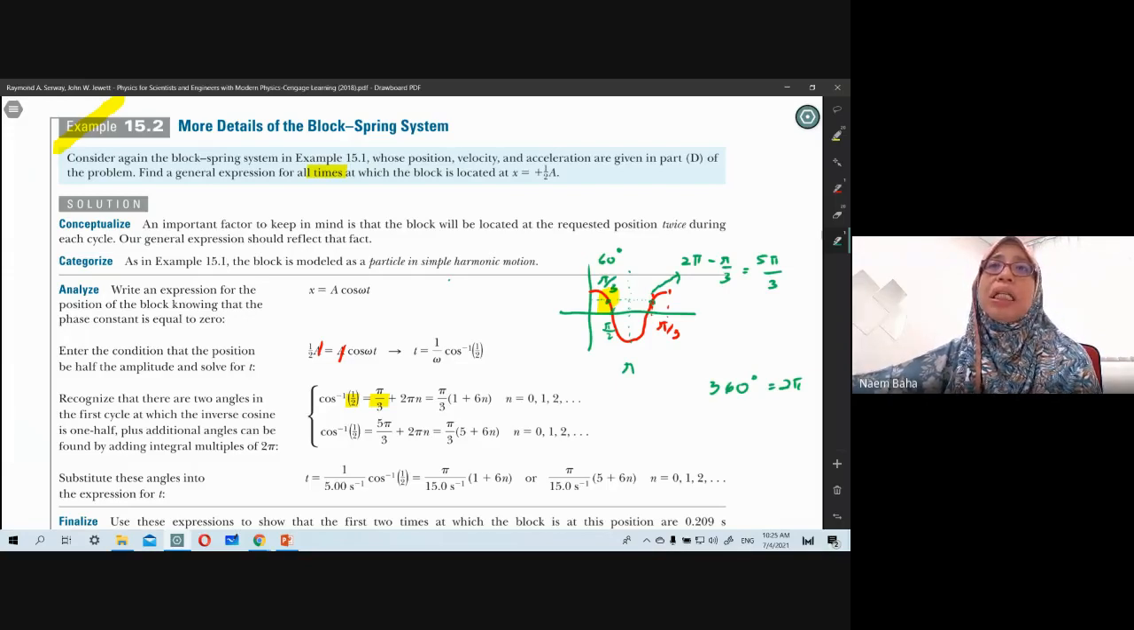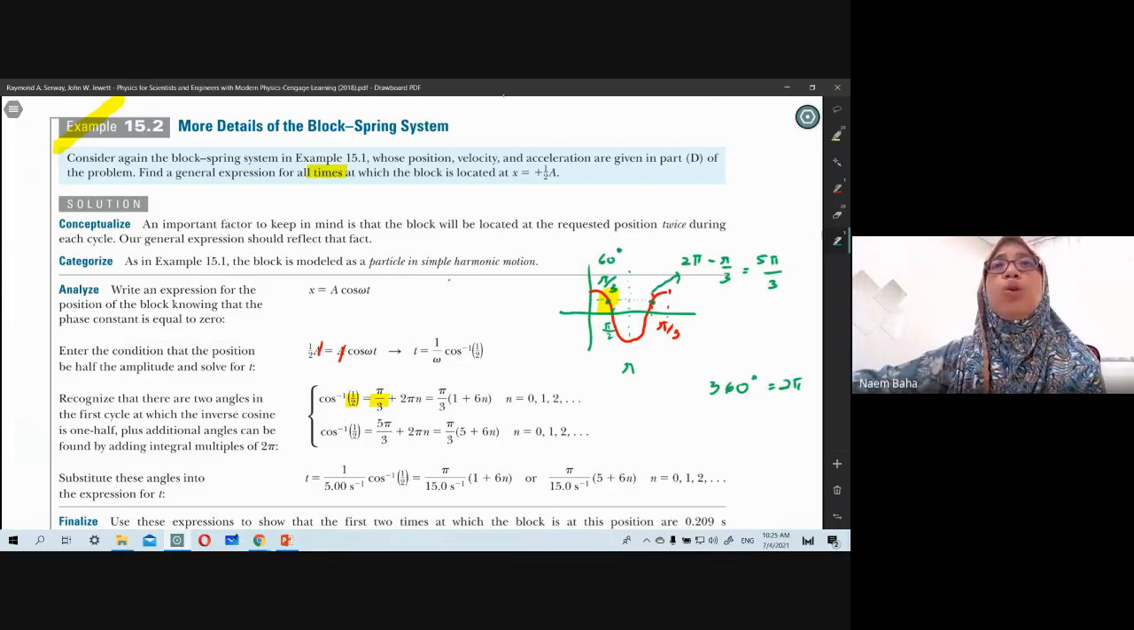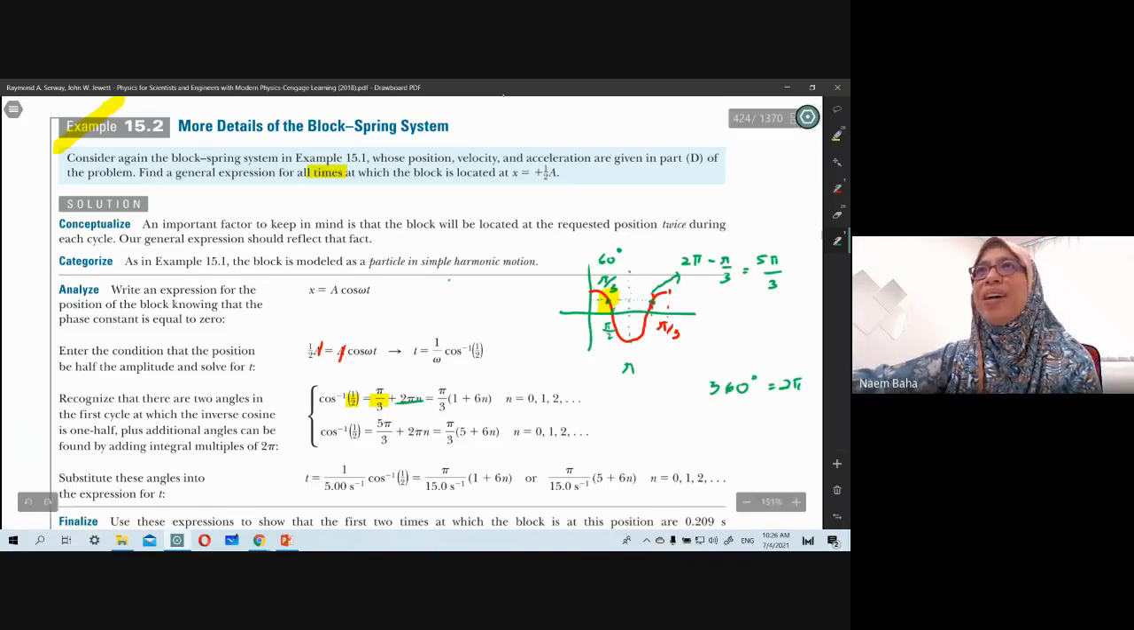But no, from our calculation, because this is not a proportional graph, not a linear graph, our result shows that being half A occurs at an angle of 60 degrees, or pi over 3. Pi over 3. Okay, understand? All right. Why is it that this one is together with plus 2 pi n? Okay, this is the explanation.